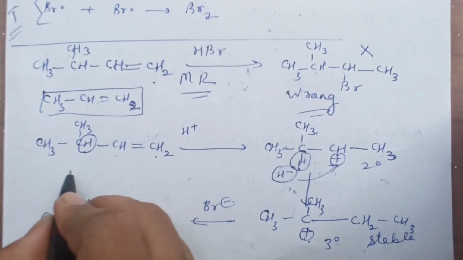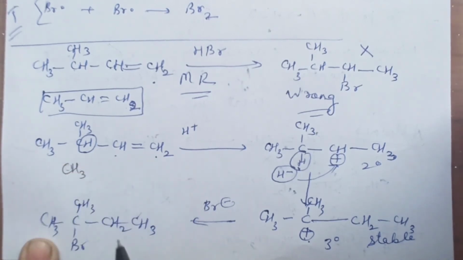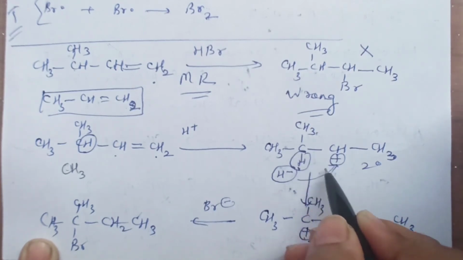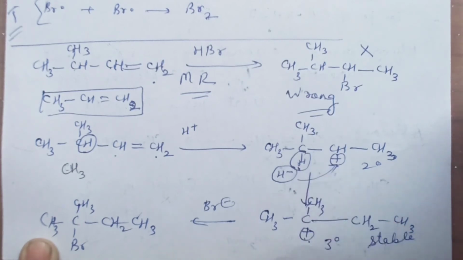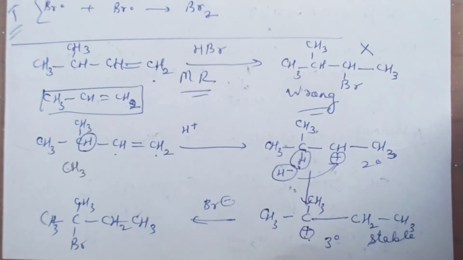Suppose instead of this H, this was methyl. Then this methyl would have shifted here. Got it? Then you will get the product. Is it clear? If both were methyl, then methyl would have shifted. If one is H, then H will shift. Please note this down. It is an important question.